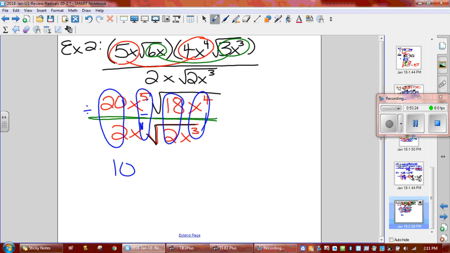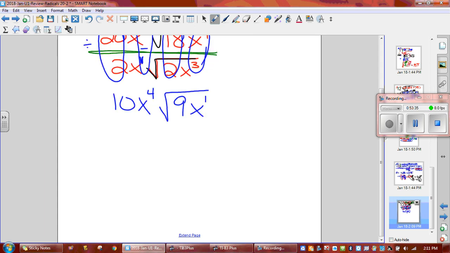We're going to break this guy down into root 9 times root x to the 1. So root 9 is a perfect square. We're going to solve him. He becomes a 3. Our 3 is going to multiply to that 10. So we're going to end up with 30x to the 4 root x.